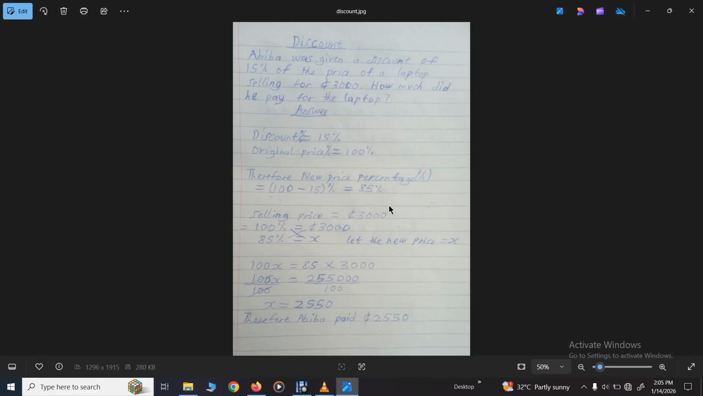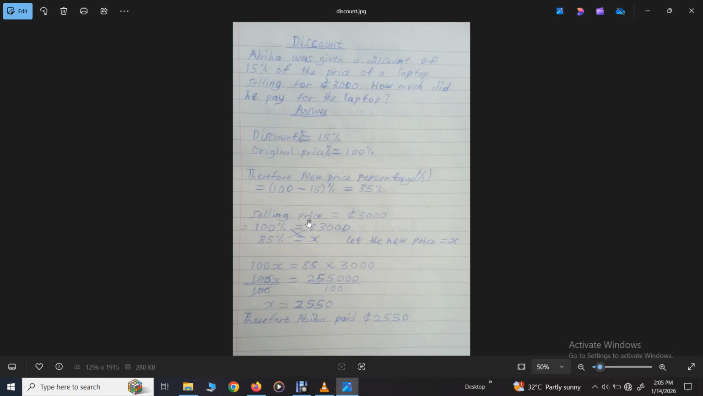Now answer. Discount percentage is equal to 15%. And the original price percentage is equal to 100%. So therefore, to find the new price percentage, we subtract 15% from 100%. So we get 85%. So therefore, 85% is the new price percentage.